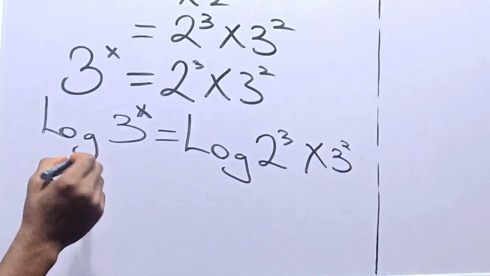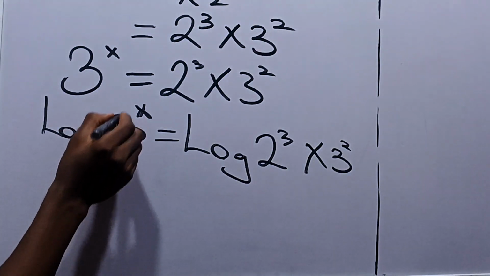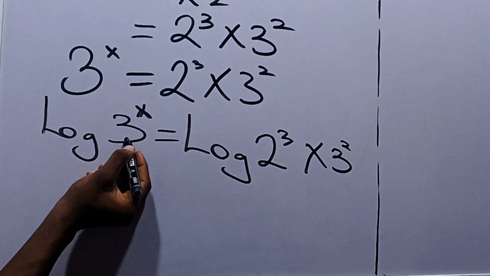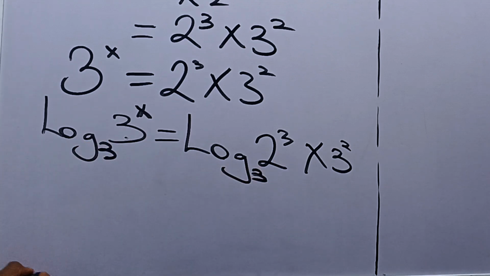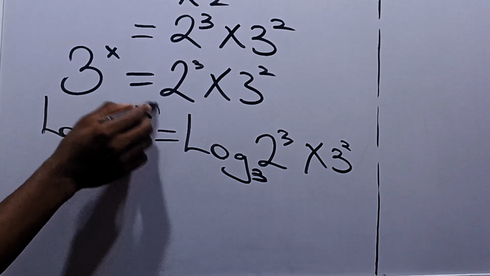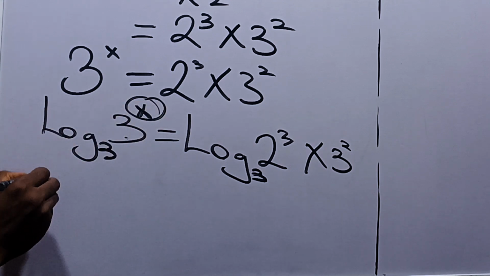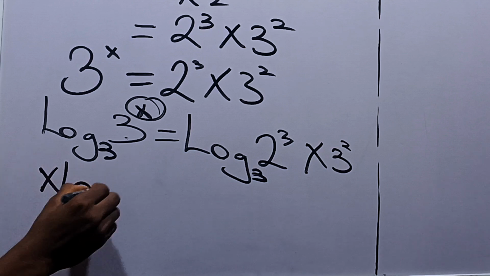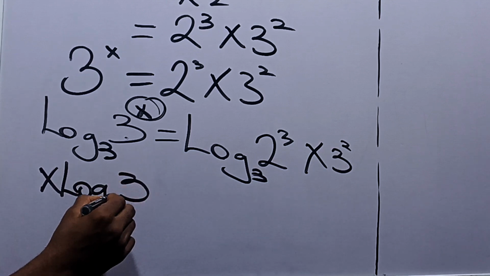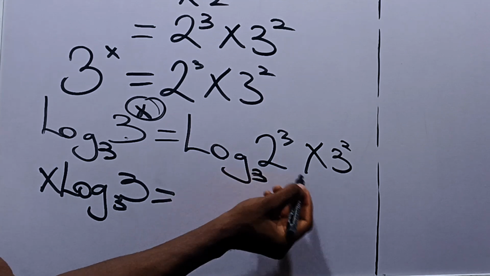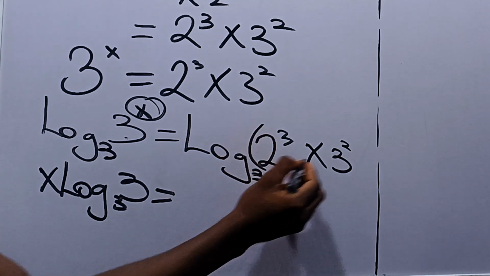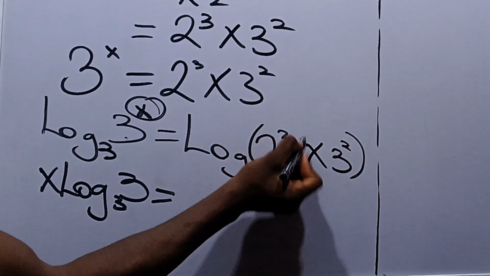Now, the logarithm of this should be taken in the base of the number carrying the x. So the number with the x is 3, so it should be in the base of 3. Okay, you'll see why soon. Now, moving on from here, when a number inside a logarithm is raised to a power, you multiply the log by that power. So we have x multiplied by log of 3, okay, that's log of 3 in base 3. It's equal to, same thing here, when you have a log of two numbers multiplying each other, you split the log and put plus between them.